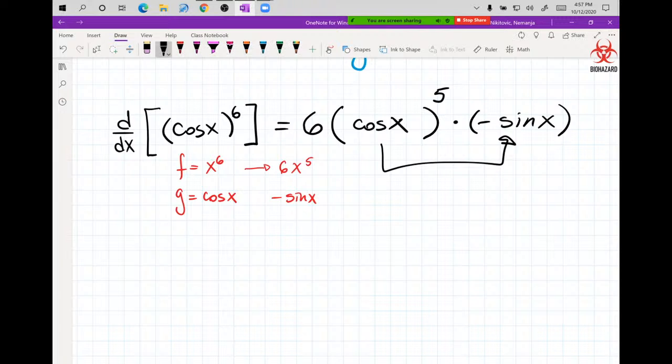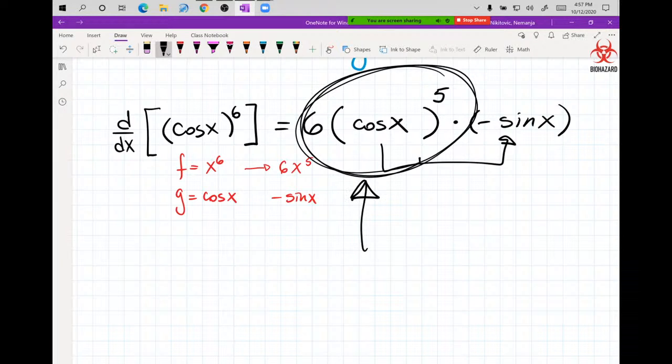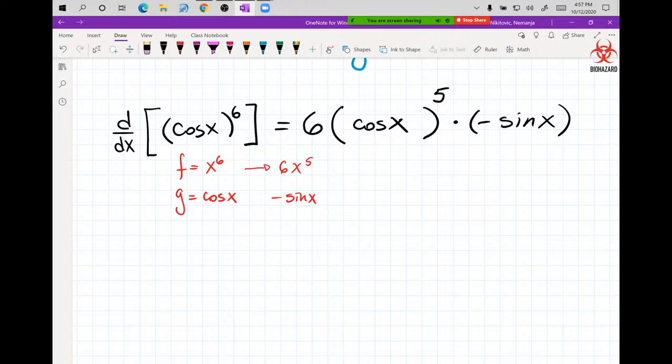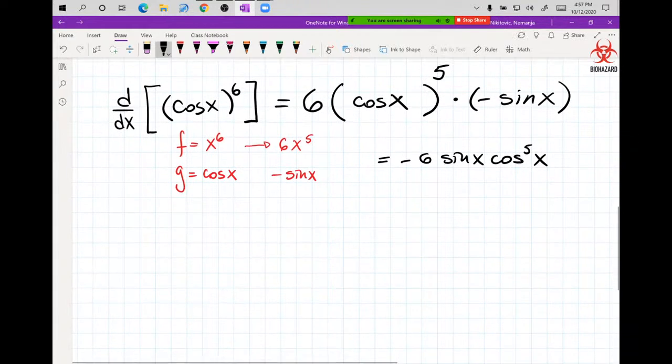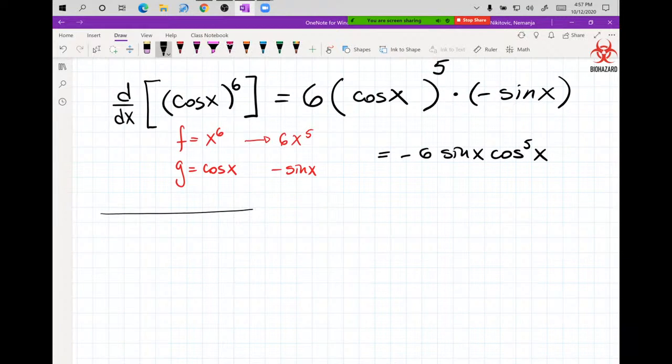You take the derivative of the outer function with g plugged in, and then separately you take the derivative of the inner function, and you get your negative sign. Now you can make this all pretty, negative 6 sine x cosine to the 5x, and you can make it even prettier, but we don't care about that now.